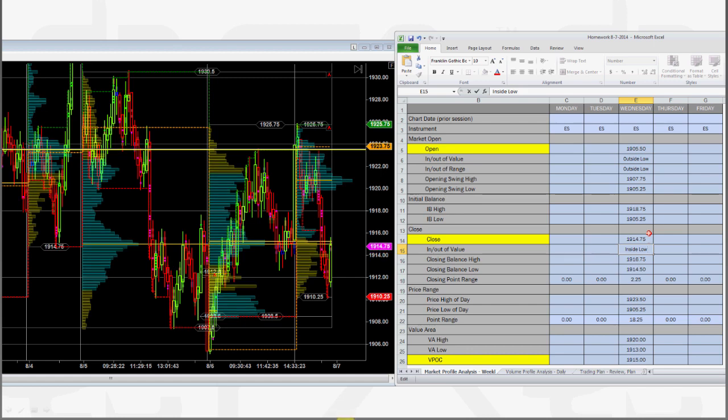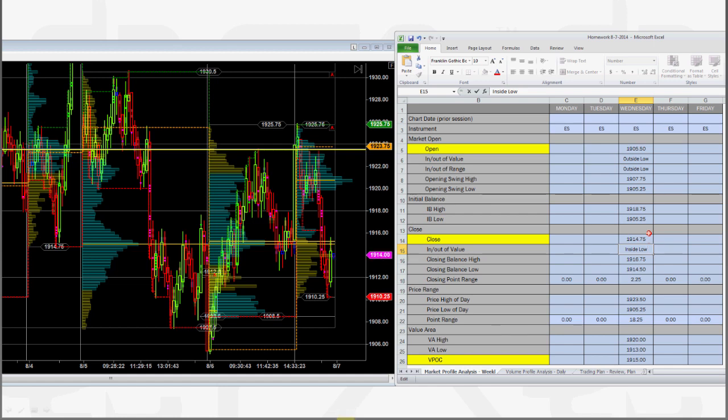Then I do the overall swing for the day, and here's the way I use this information. The overall range of the day was 18.25 points. The IB itself was 13.5 points, which means that after the first hour of trade, all the buyers could muster was another almost 5 points. So after 13 and a half points in the first hour, they could only get price another 5 points, 4 3/4, whatever that comes out to be, for the rest of the day.